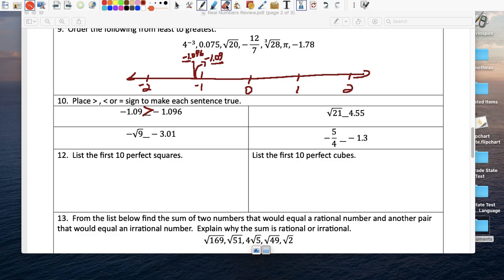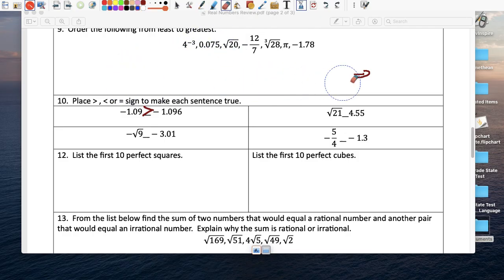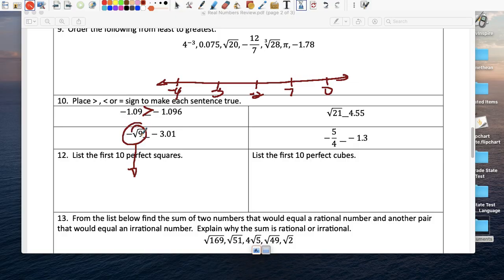And that's why I use a number line. Let's do the bottom ones. We need negatives, so 0, negative 1, negative 2, negative 3, negative 4. Let's first change this. Square root of 9 is 3, but we're going to negate that. So this is just negative 3.